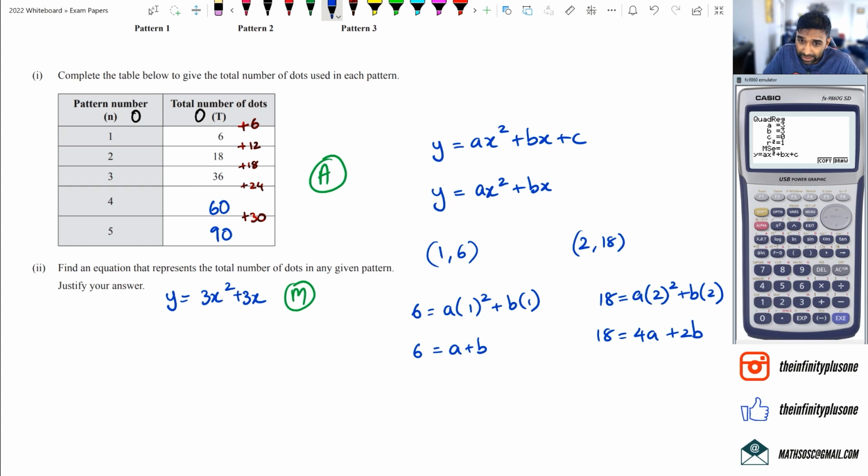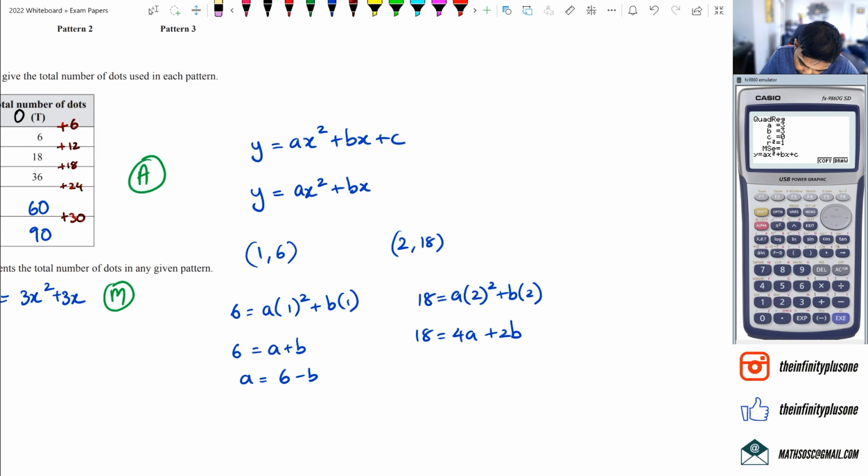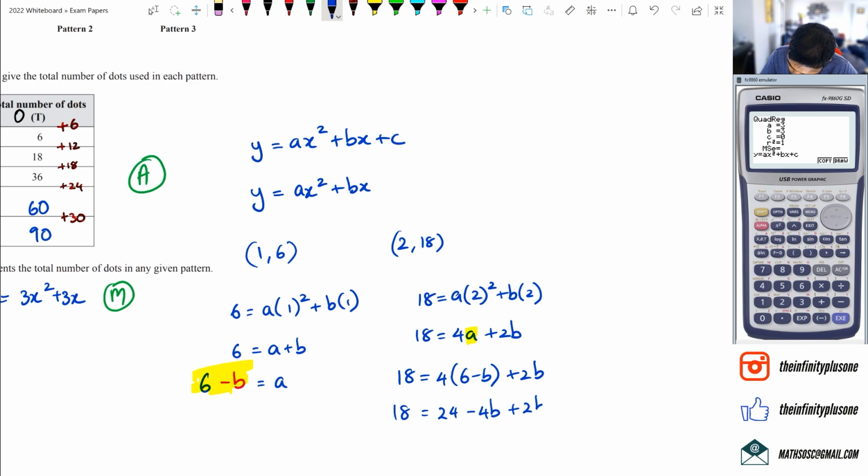You can do some rearranging if you want to. So we can say that a is equal to 6 minus b, and then substitute. Let me do that a little bit slower, sorry guys. I can rewrite this as a is equal to 6 minus b, so I can substitute it here and figure out what b is. So 18 equals 4 times (6 minus b) plus 2b. I've got 18 equals 24 take away 4b plus 2b, so 18 equals 24 take away 2b.